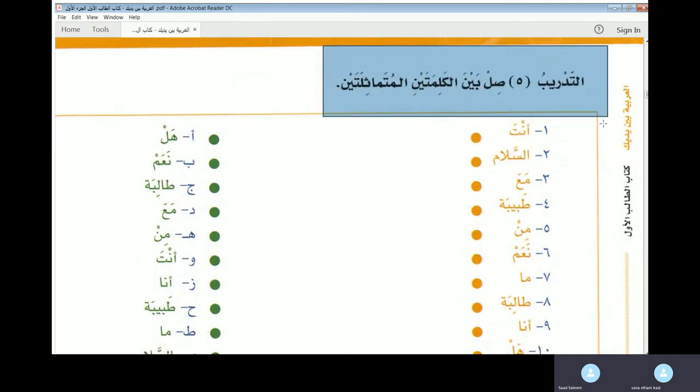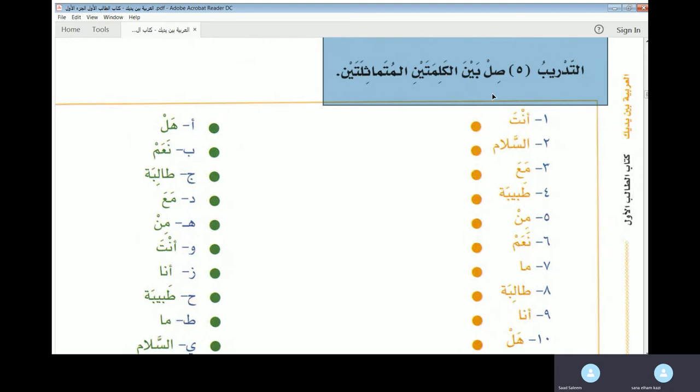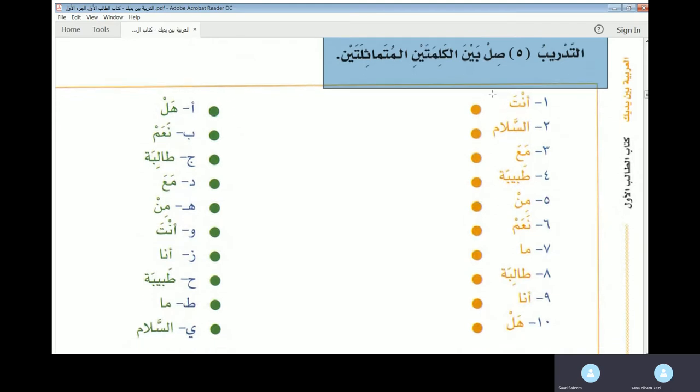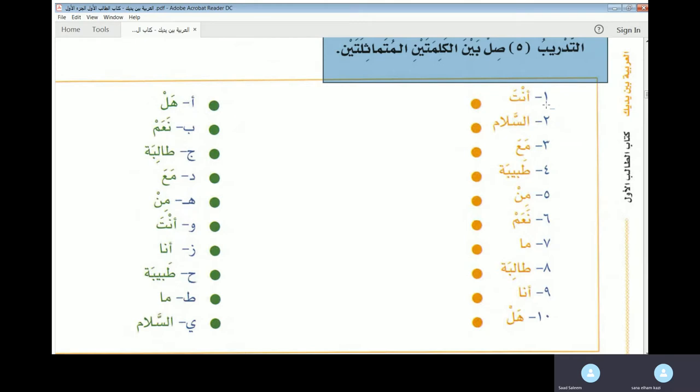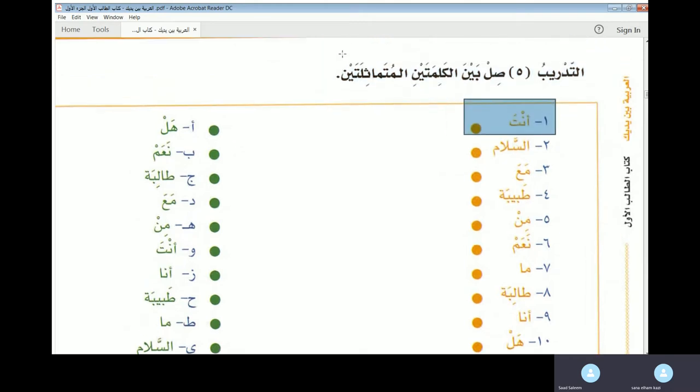The fifth exercise. Sil is put in between. Connect between the two similar words. We'll join the words. Kalimatain is two words, and mutamathilataini is similar. Connect right between the two similar words.